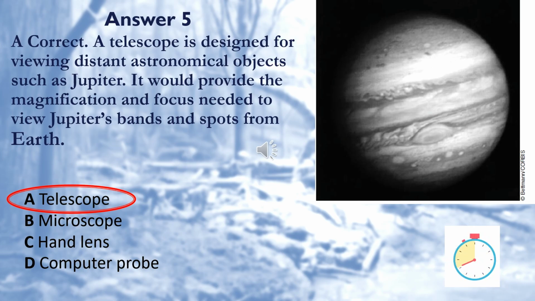D. Incorrect. A computer probe measures data from samples near the location of the attached computer. A computer probe on Earth would not be able to gather much data from a distant planet such as Jupiter.